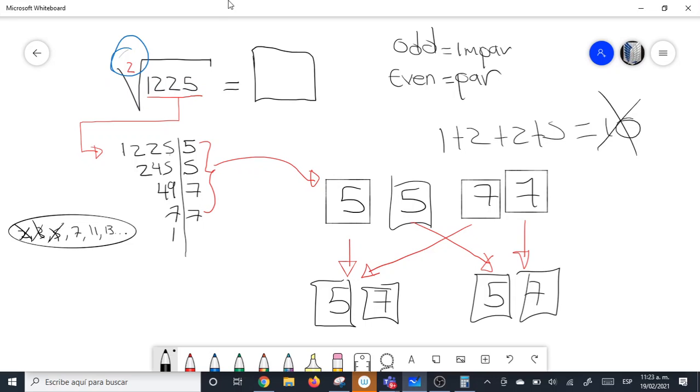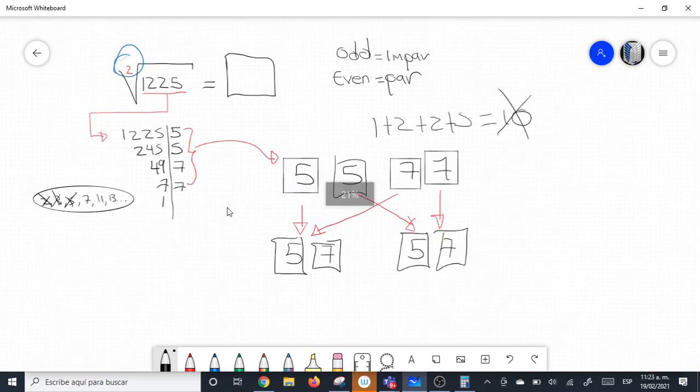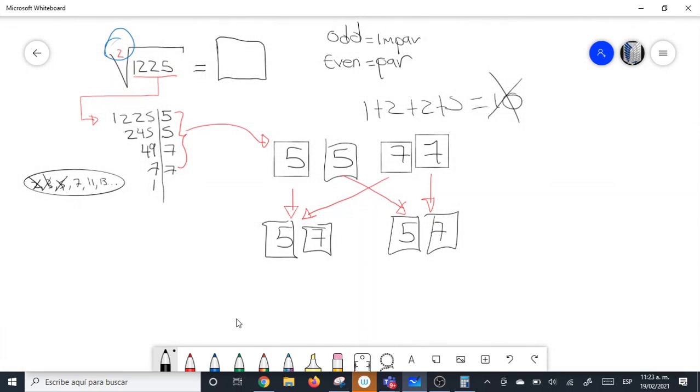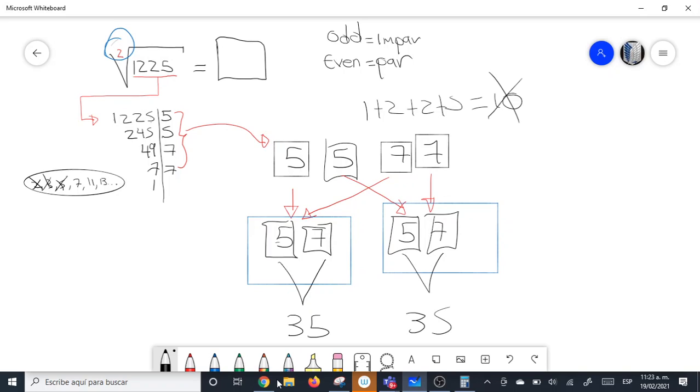2 equal groups. And the last step, kids, just bear with me a little bit. The last step is to multiply. Multiply what, kids? You have to multiply 5 times 7, 35, and 5 times 7, 35. And since 35 times 35 gives you 1,225, 35 is, in this case, the square root of this number. Okay? So let me stop the recording.